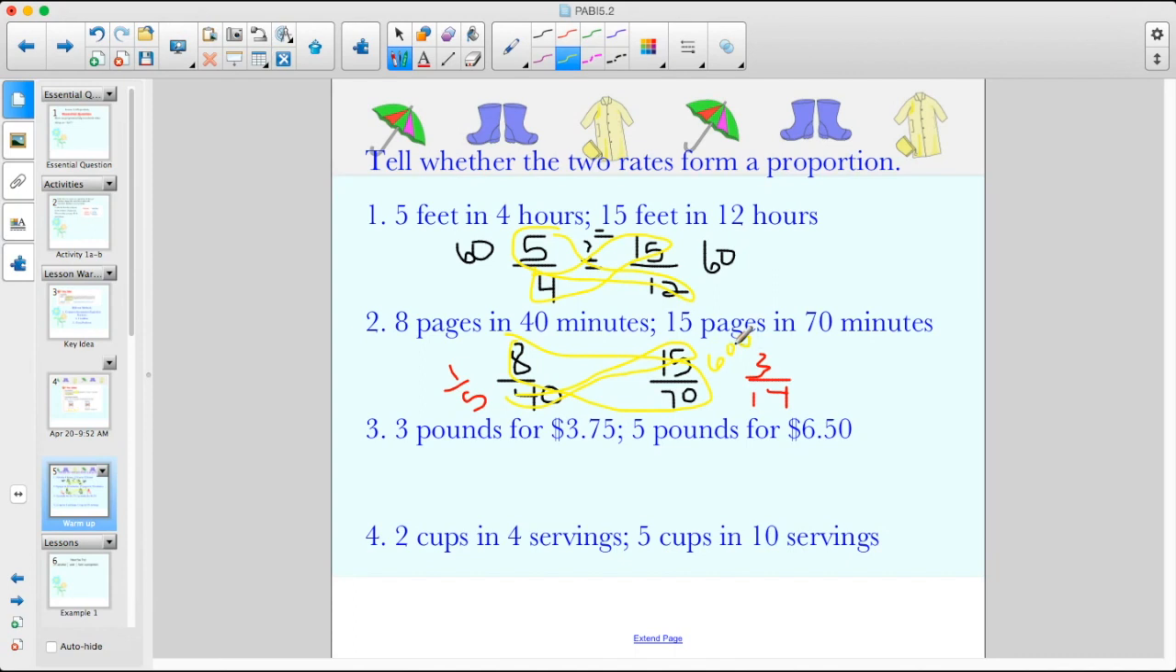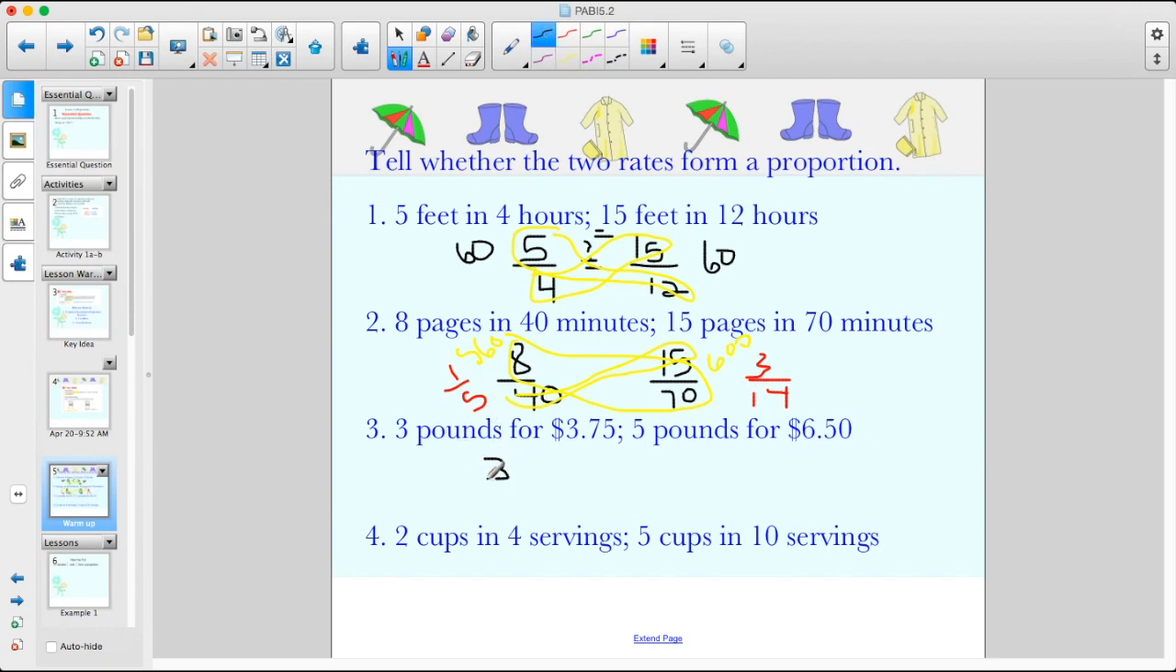I don't know if my yellow is hard to see here. And then 70 times 8 is 560. So because 560 does not equal 600, their cross products are not equivalent, you would say that these two ratios are not proportional. Okay, let's look at two more.